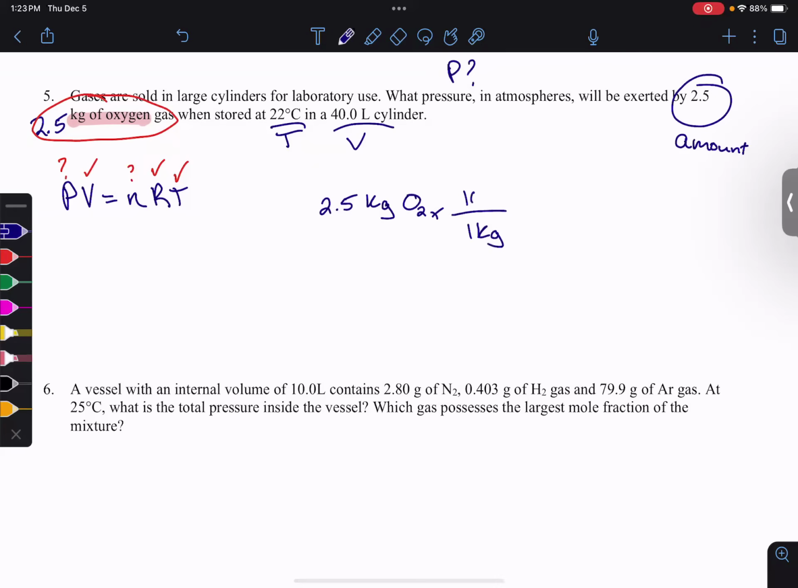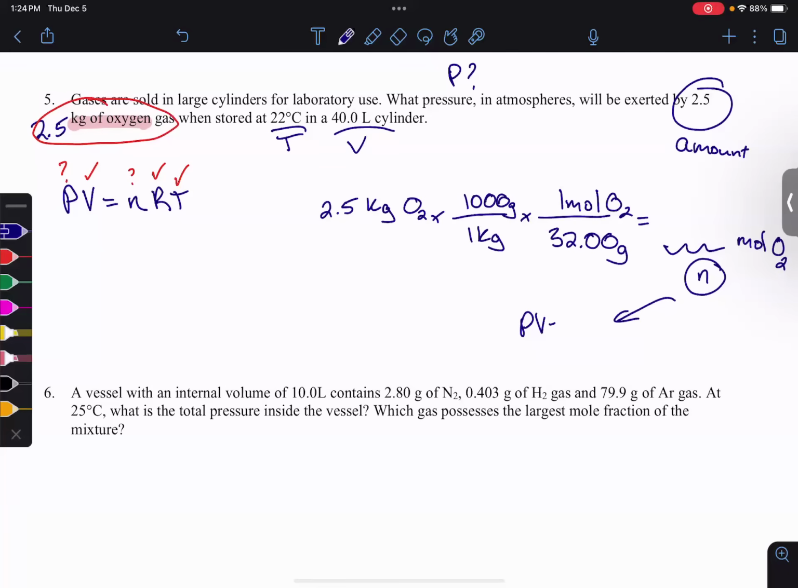So let's convert this into grams first, and then convert this into moles. So 32.0 grams is 1 mole of O2. Whatever this number is, moles of O2, this is your n value that then goes into PV equals nRT, all right? So that's the strategy there, that you will get that n value from the gram amount of substance that you have from your gas.